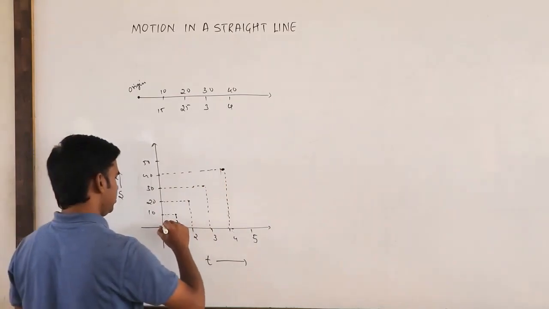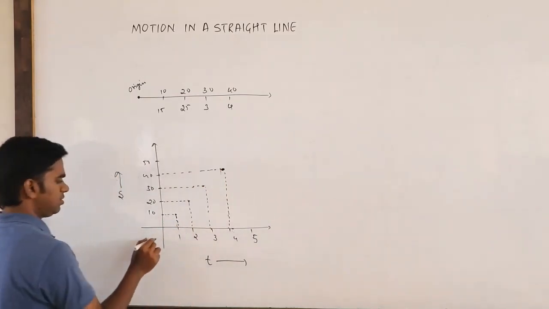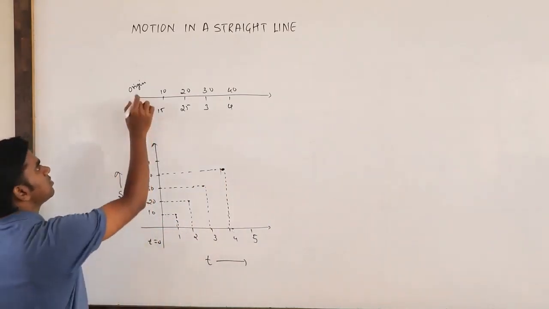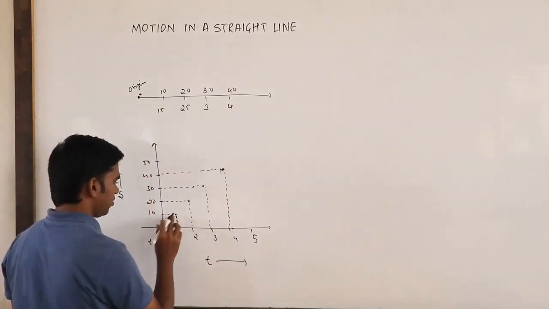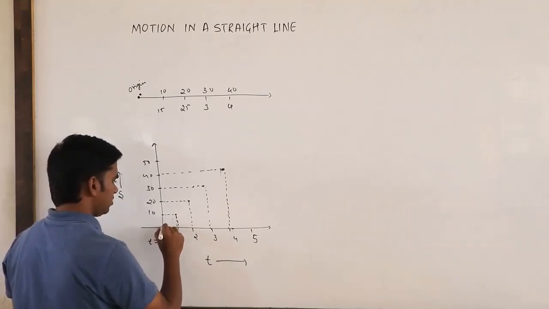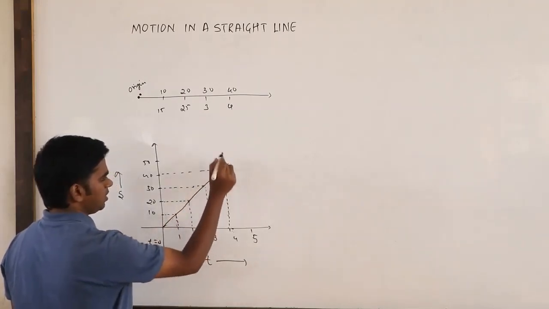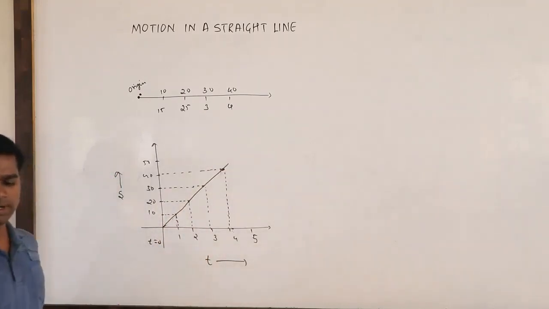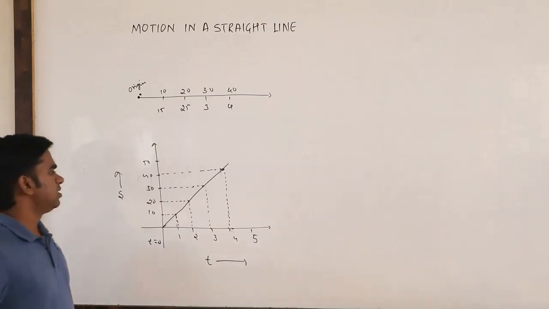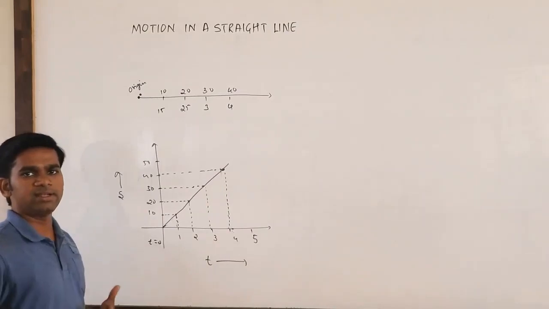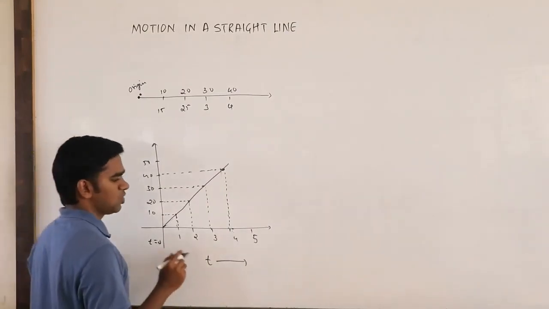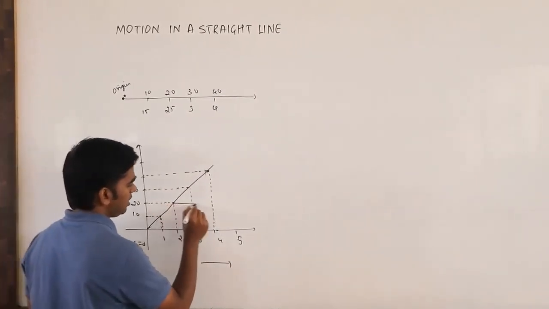So when we join these, when time is 0, displacement is also 0, or distance is also 0. So the object is at the origin, so the line starts from here, and it will become a straight line. So what does this straight line mean? To understand what this straight line gives, we have to calculate its slope. So I will take the slope over here.